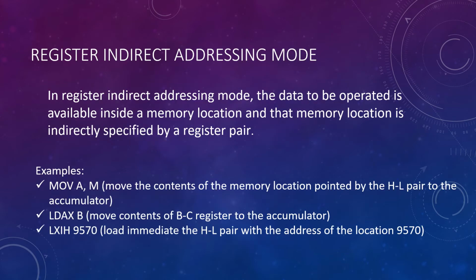Next is register indirect addressing mode. In register indirect addressing mode, the data to be operated is available inside a memory location, but that memory location is indirectly specified by the register pair. Let us see an example. MOV A, M. That means it moves the content of the memory location pointed to by the HL pair to the accumulator. Let us take a second example, LDAX B. It will move the content of the memory location pointed to by the BC register pair to the accumulator.